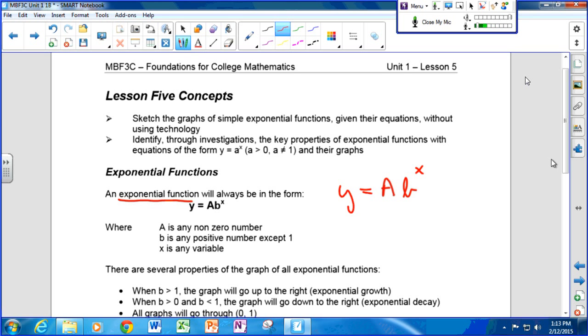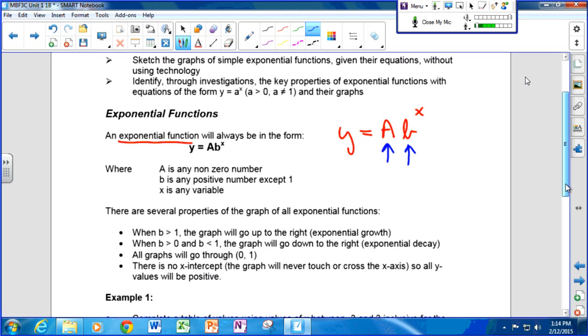Now, the ones that we're going to look at have the base b just a number. It says any positive number except 1. And the reason for that, if we take 1 to any power, it just ends up being 1. So it's not an exponential function. It's actually a line. And then a is a non-zero number. So a is just some number in front of the base. It could be like a 5 or something like that. It can't be 0 because then the whole thing would be, y would be equal to 0.